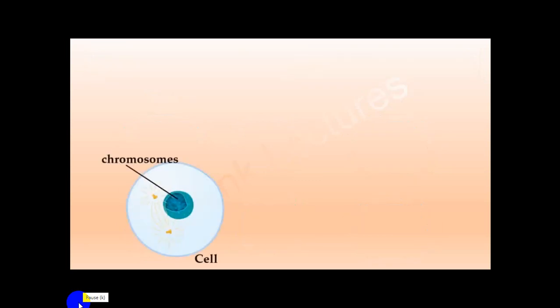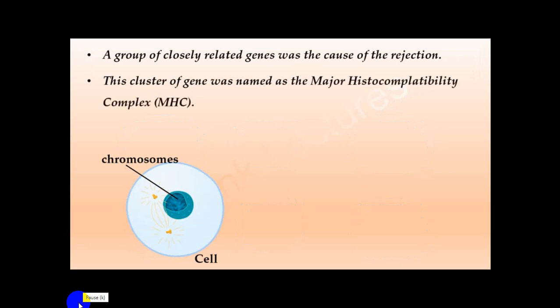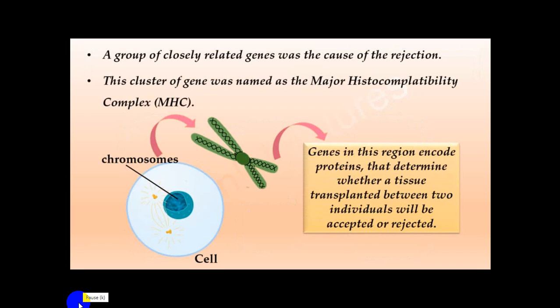Further research revealed that a group of closely related genes was the cause of the rejection. They named this cluster of genes the major histocompatibility complex, abbreviated as MHC. The major histocompatibility complex got its name from the fact that the genes in this region encode proteins which determine whether a tissue transplanted between two individuals will be accepted or rejected.